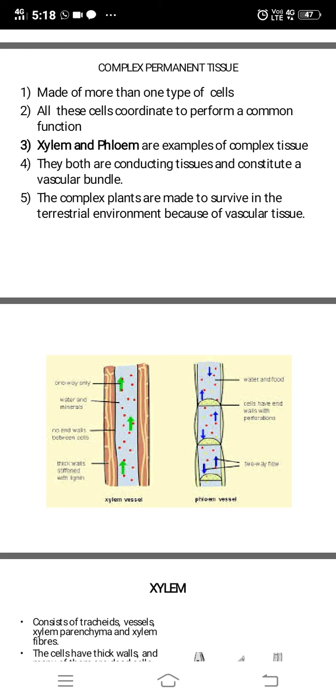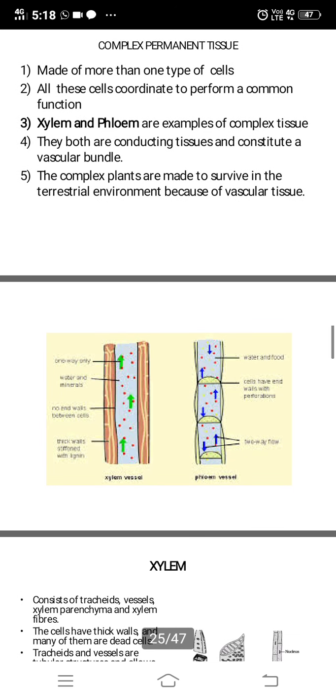Simple permanent tissue we had seen, it is of three types: parenchyma, collenchyma, sclerenchyma. Complex permanent tissue is made up of more than one type of cell. In simple permanent tissue only one type of cell is seen. In complex permanent tissue you see more than one type of cell. All these cells coordinate to perform a common function. So different types of cells all coordinate together to perform a common function.